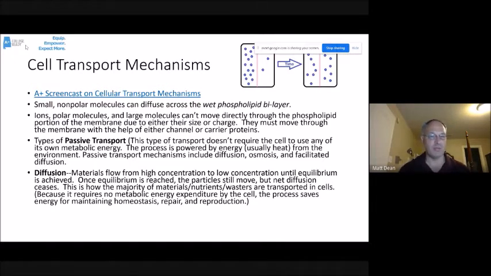Equilibrium is maintained. Simple diffusion is how the majority of materials, nutrients, and waste are transported in cells. It doesn't require the cell to use any metabolic energy. It saves energy for things like homeostasis, repair, reproduction.